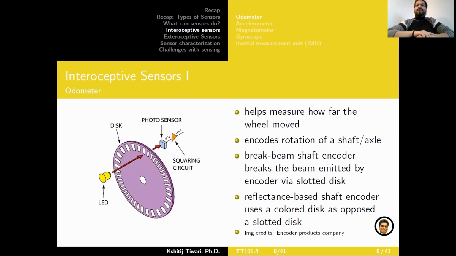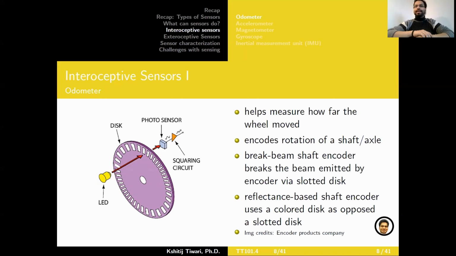So now we start looking into interoceptive sensors. And remember, for interoceptive sensors, we have already done a high-level overview in the preliminaries. In case you have missed that lecture, the link will be in the I button above. So the first interoceptive sensor we're going to look into is an odometer. This is one of the very commonly used self-awareness sensors on a mobile robot, and it helps measure how far the wheel has moved.